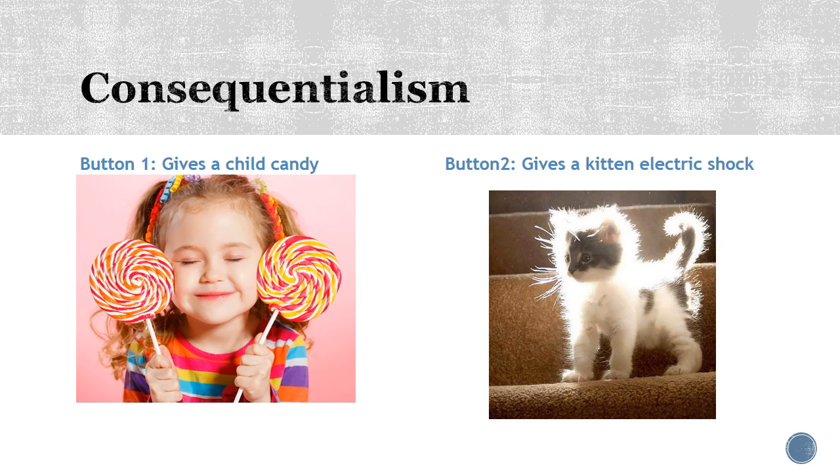First, let's talk about consequentialism. Imagine that there's two different buttons that you could push. One of those buttons would give a child a piece of candy, while the second button would give a kitten an electric shock. Now, of course, you might think, who would do such a thing? And that's really just the very point.